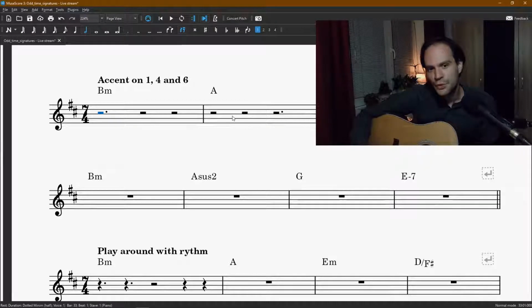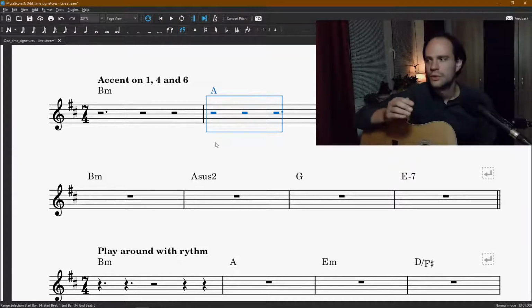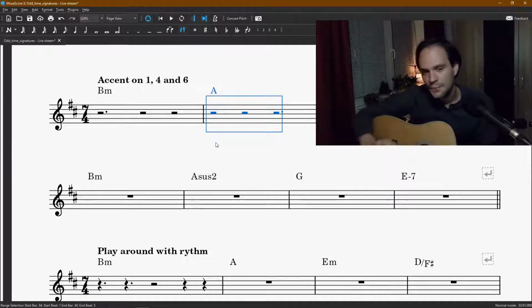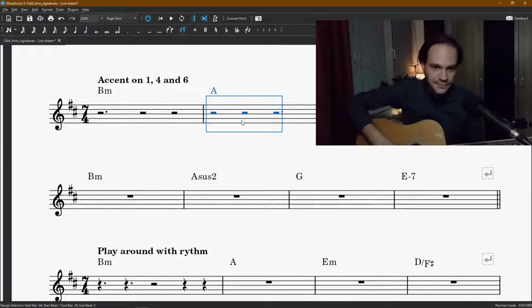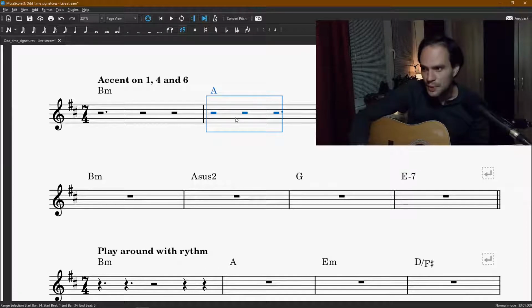Now if I compare it to the other grouping that I showed you, we have 1 2 1 2 1 2 3. You notice the difference between how I did it here. So if I play it on guitar, I'm going to play the second grouping now. So it would be like this.